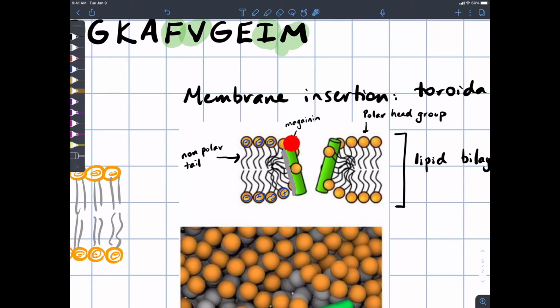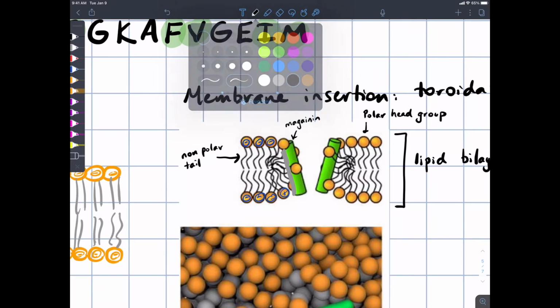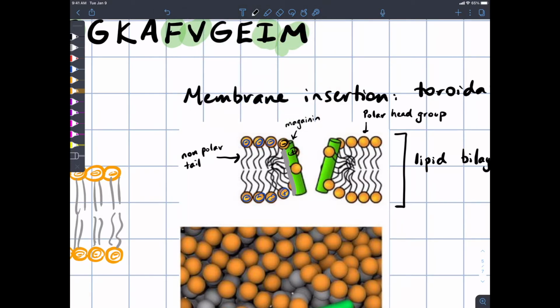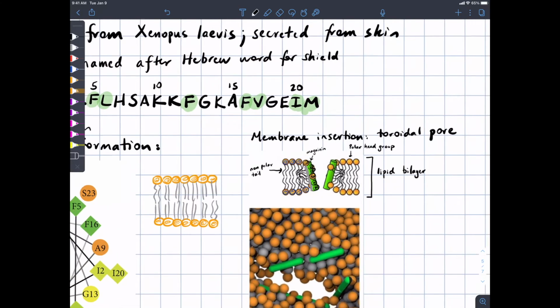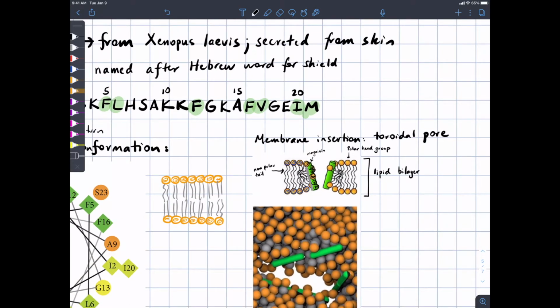And then you have the portion of Magainin that's polar and positively charged, such that it can interact with the negatively charged head groups. And for bacteria, once you open the membrane, everything inside sort of spews outwards uncontrolled and they die. So this is a mechanism that organisms use to protect themselves from bacteria.